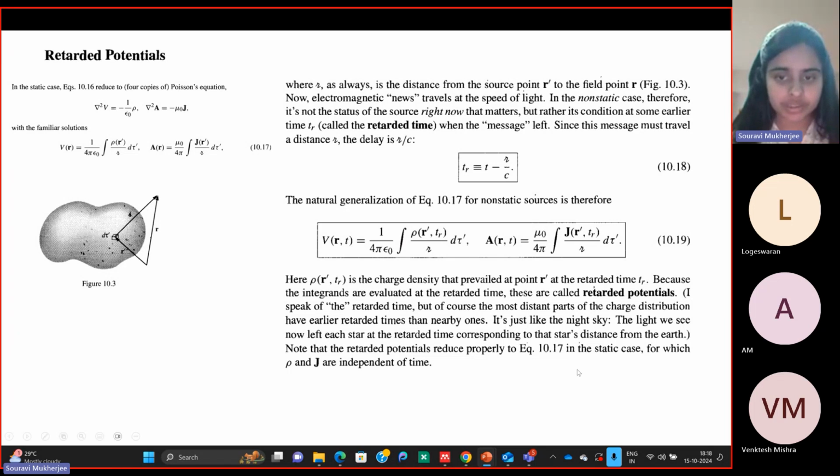Okay, so this is important to remember, because when we talk about a radiating source, there will be certain changes at the source, but that would not be immediately reflected at the field point. It would have a finite time interval to propagate. So now let us move to the Hertzian dipole antenna.